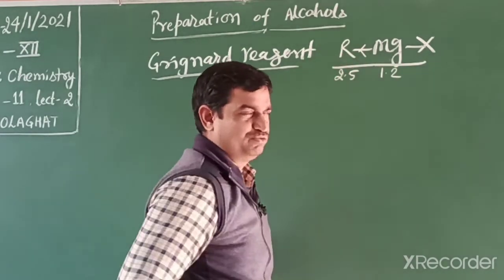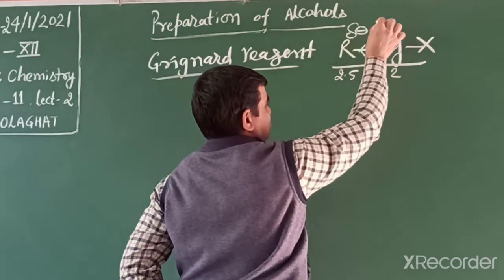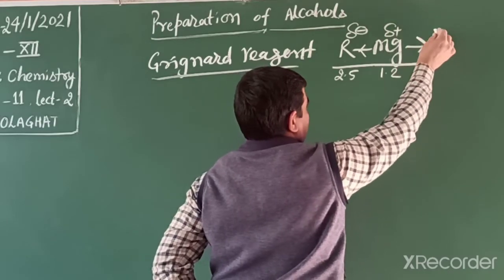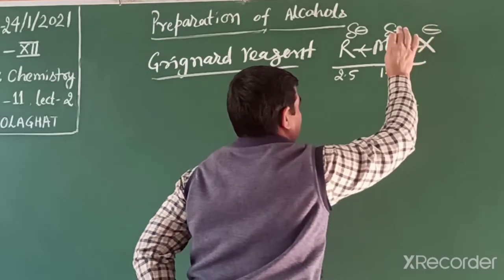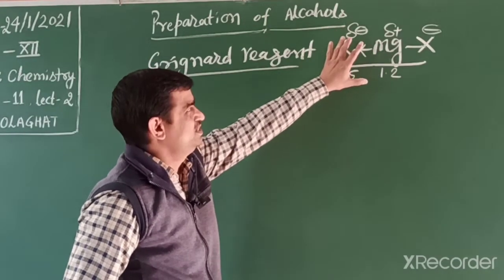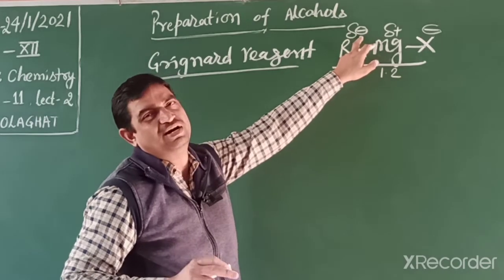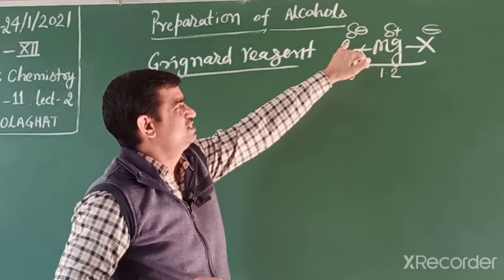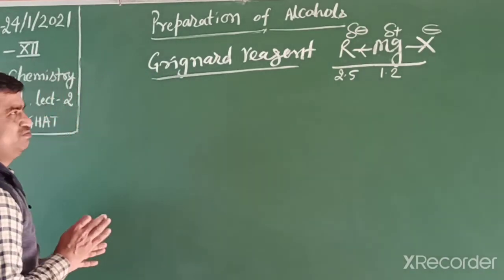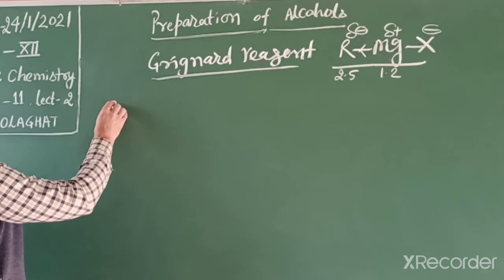The shared electron moves towards the carbon side, so it bears a negative charge, and magnesium bears a positive charge, and the halogen, you know, is negative. So this covalent bond converts into a partially ionic nature, so it behaves as a nucleophile. This carbon acts as a nucleophile, meaning a carbanion. So now this Grignard reagent reacts with a carbonyl compound.